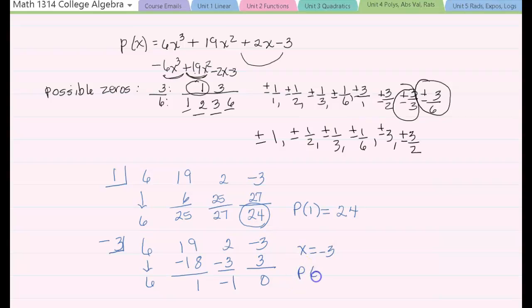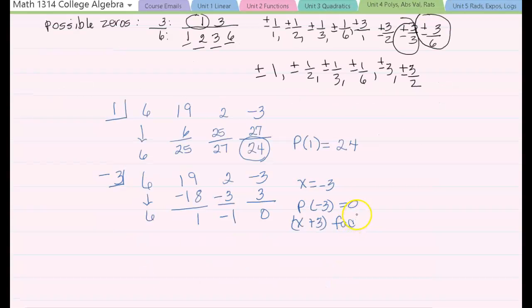This also means that x minus a -3, or x plus 3, is a factor. We can now rewrite our polynomial p of x is equal to 6x cubed plus 19x squared plus 2x minus 3 as 6x squared plus x minus 1 times x plus 3. We can use our knowledge of factoring quadratics to factor this quadratic 6x squared plus x minus 1, and we find the factors for that are 3x minus 1 times 2x plus 1.